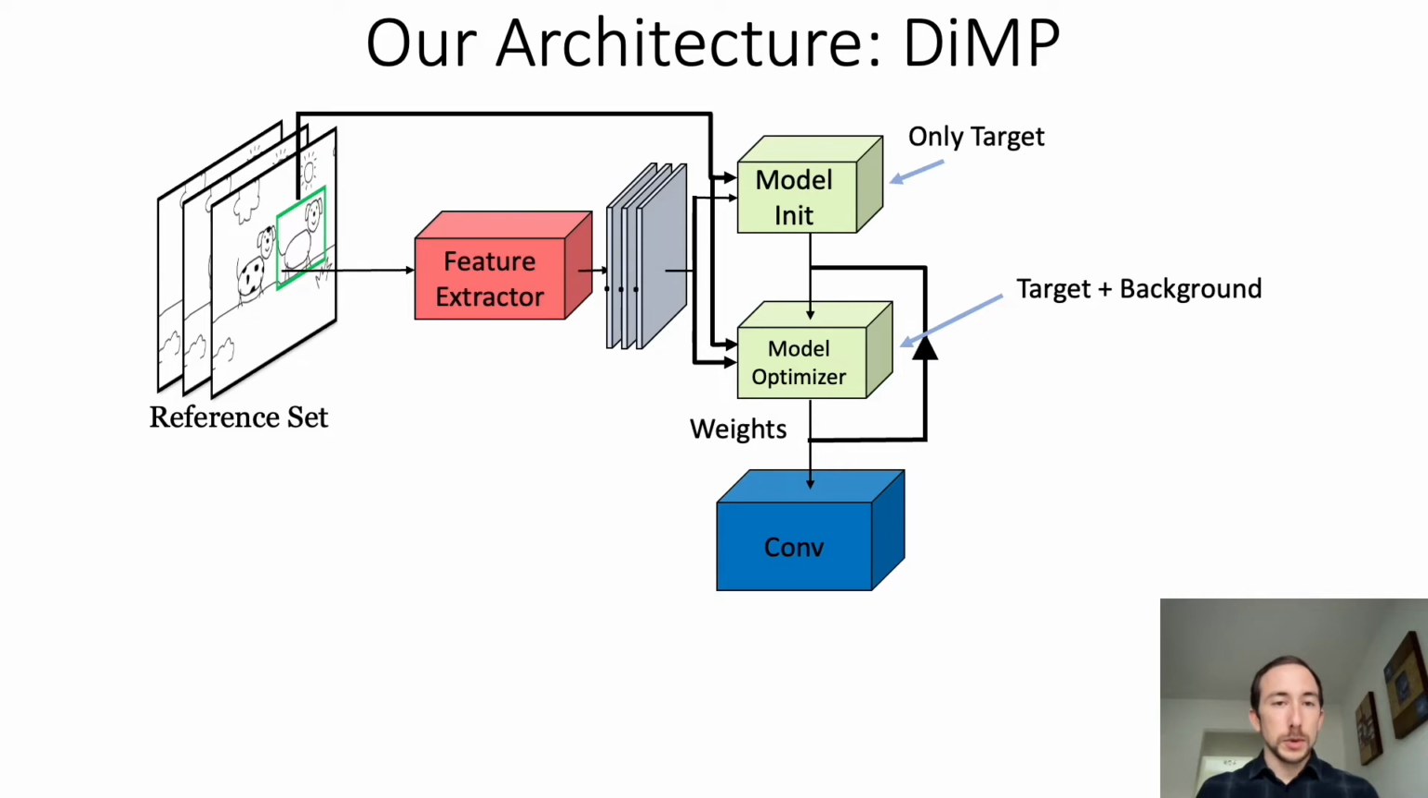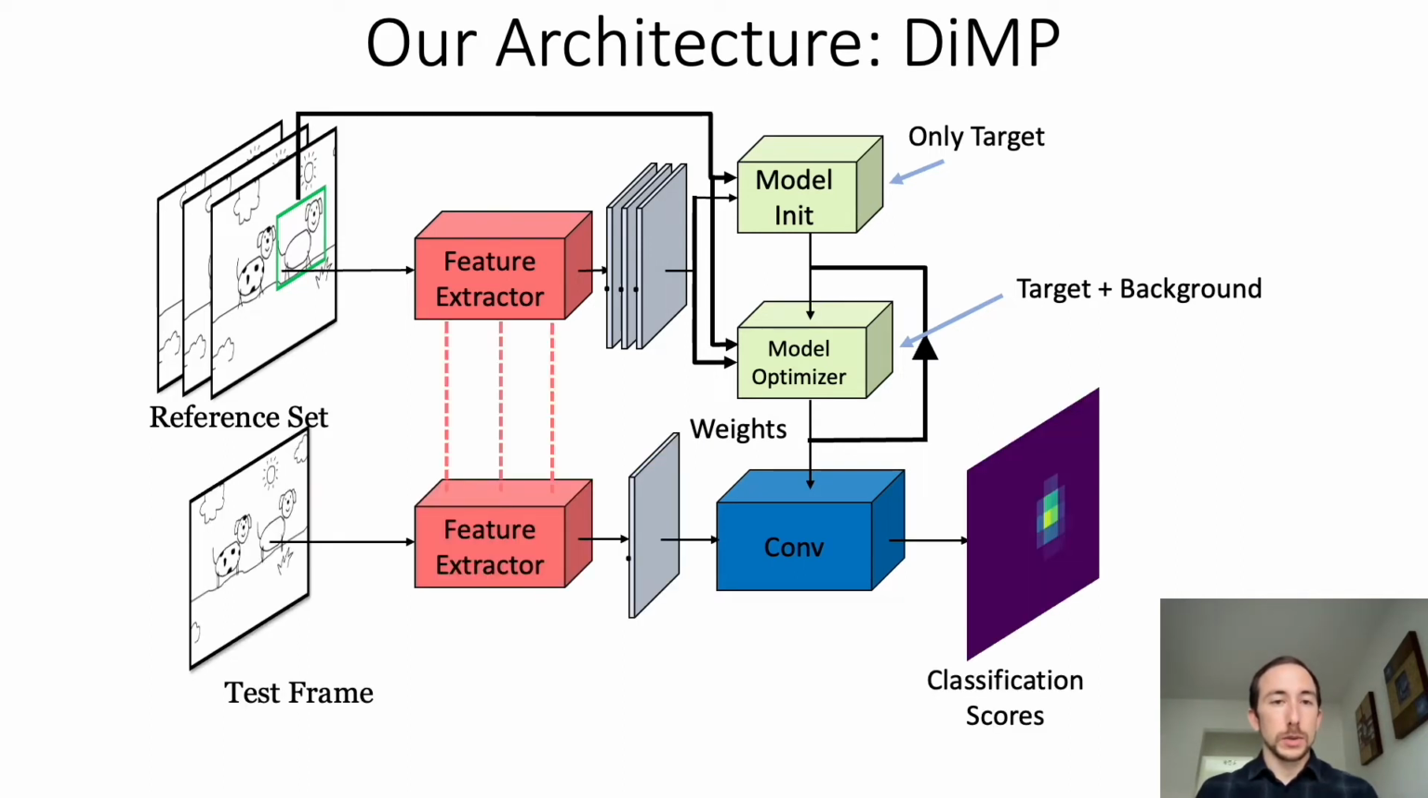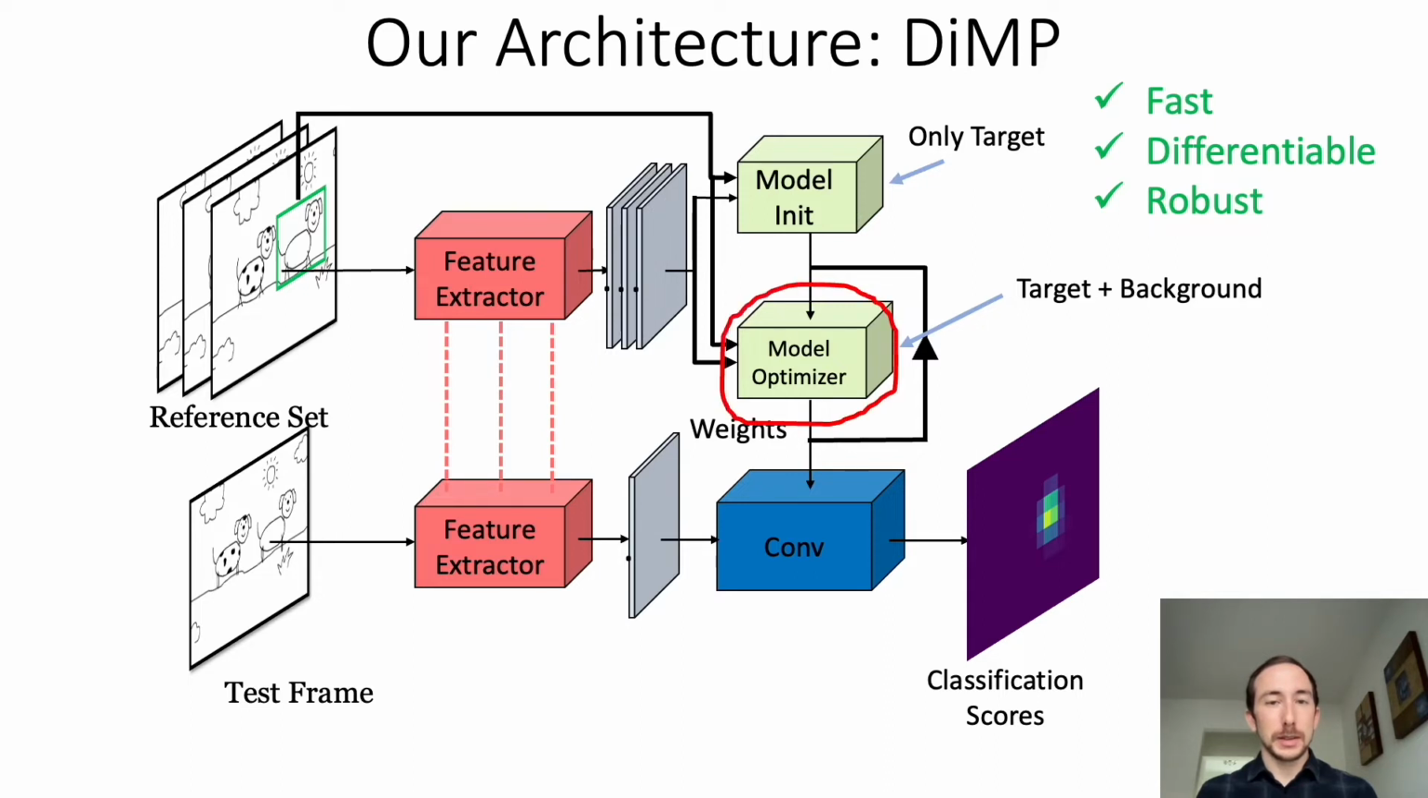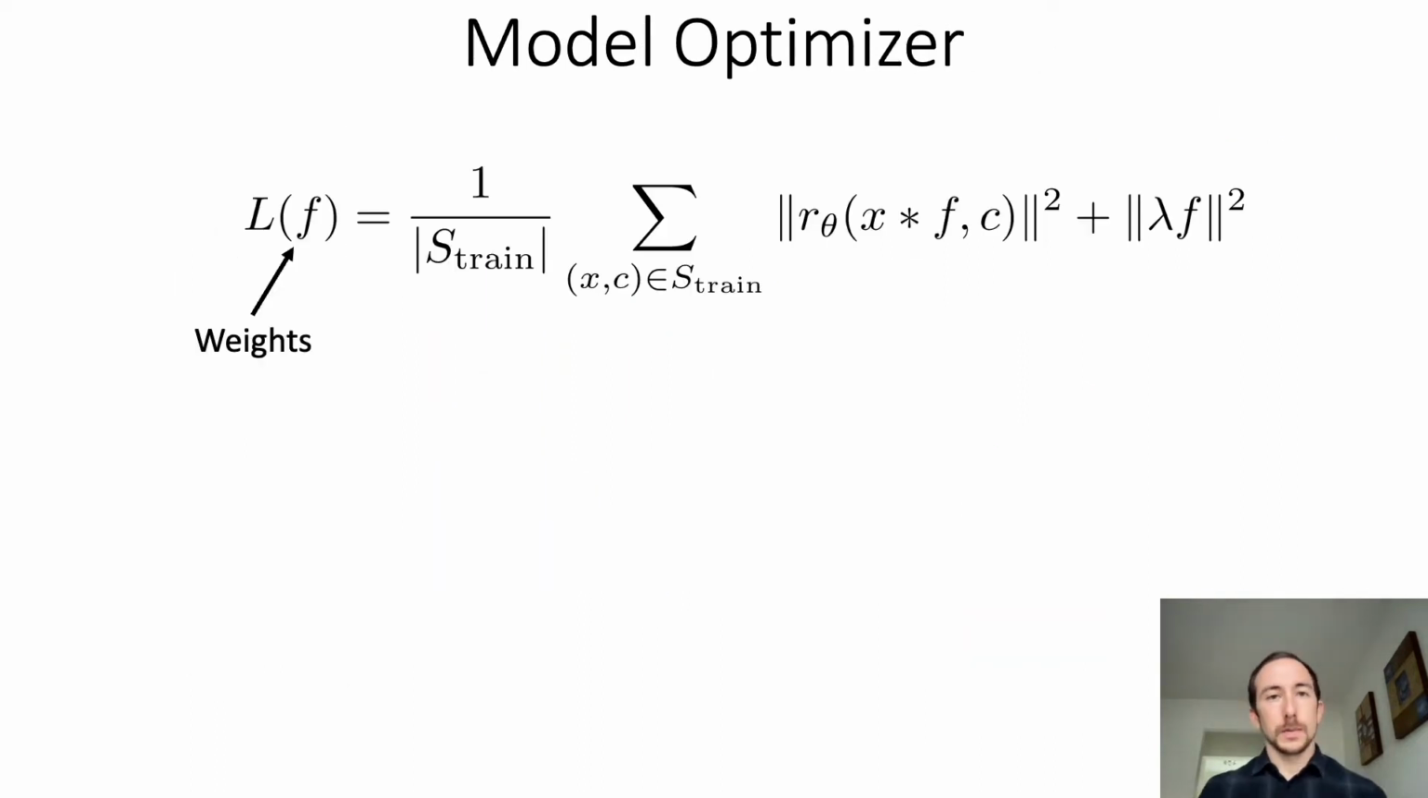The output of this module is some weights for a convolutional layer, which we then apply to future test frames in order to localize the target by classifying them. And as we will see, this module is both fast, differentiable, and robust. So first of all, let's take a closer look at this model optimizer.